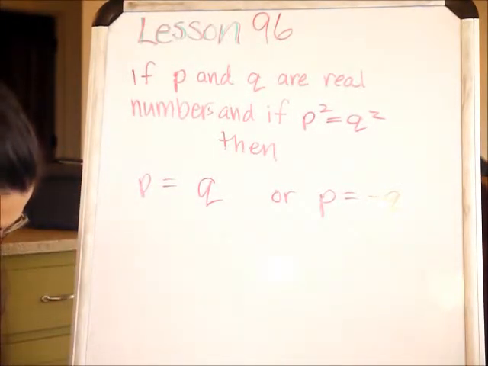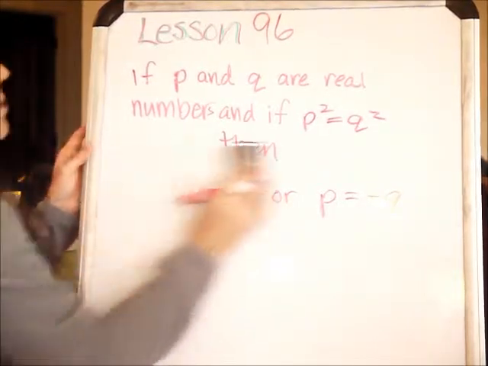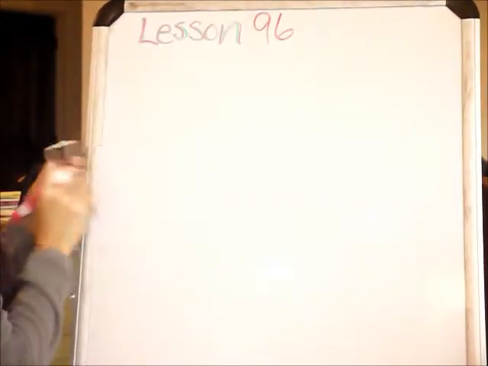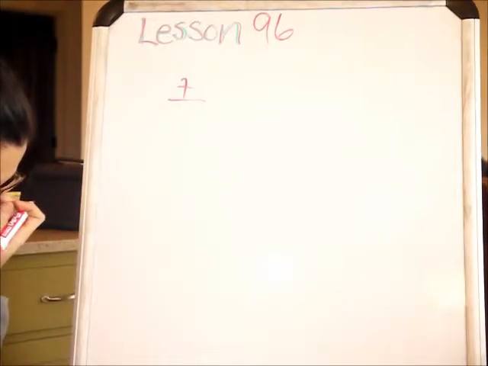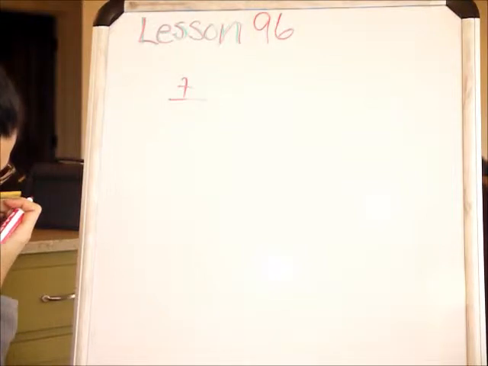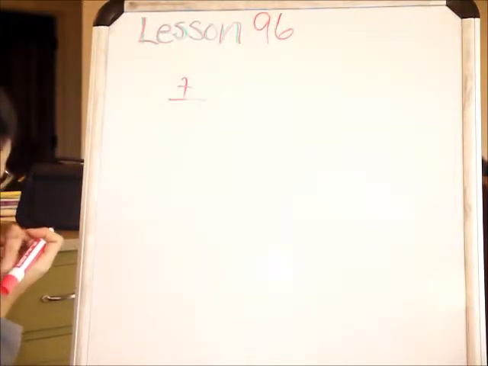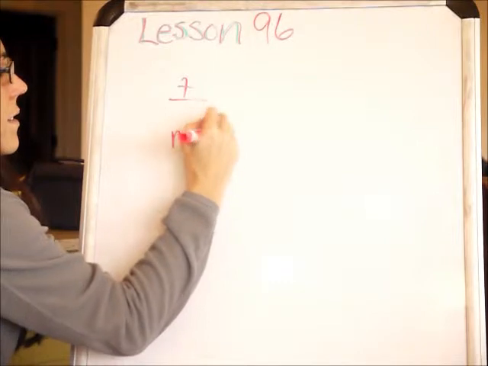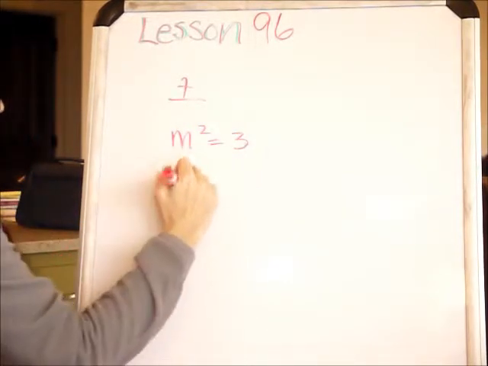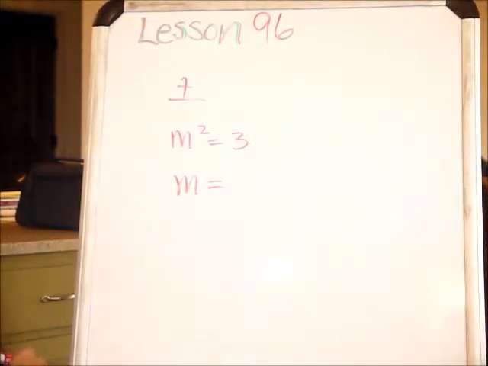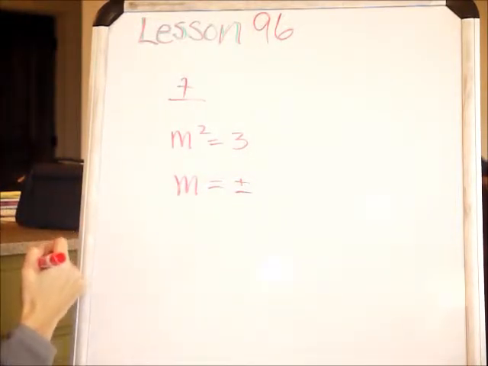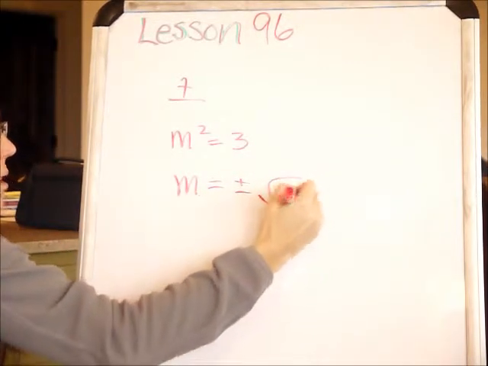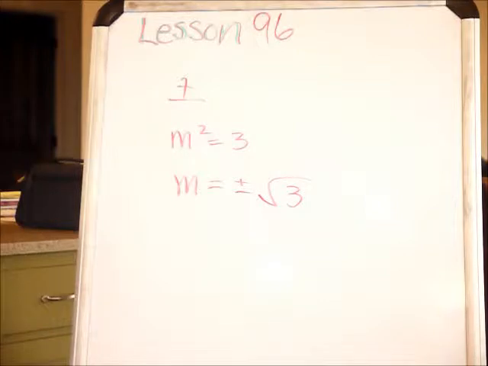It's very important to realize that in the beginning of the algebra book, the plus or minus sign arises only in the solution of quadratic equations. Meaning if we had m squared equals 3, then m equals positive or negative square root of 3. But the square root of 3 is only the positive number, so m can't be equal to negative 3.